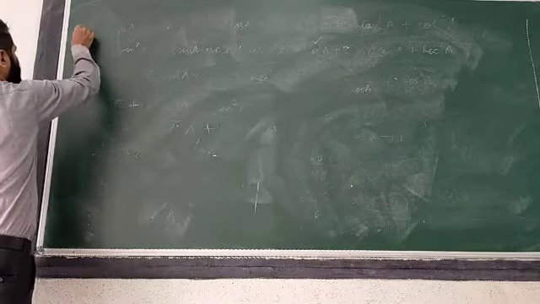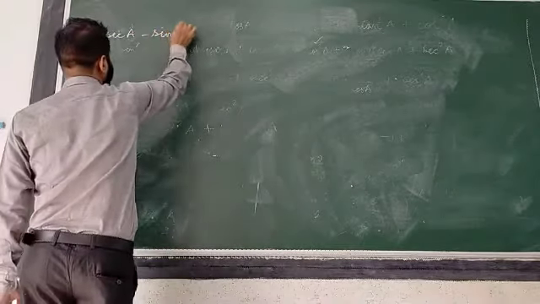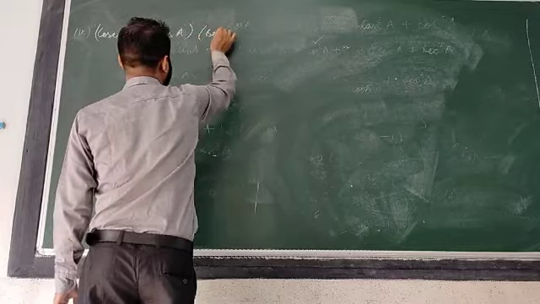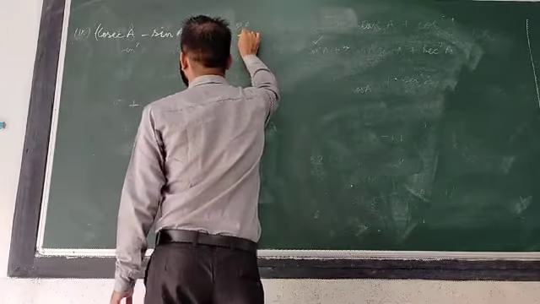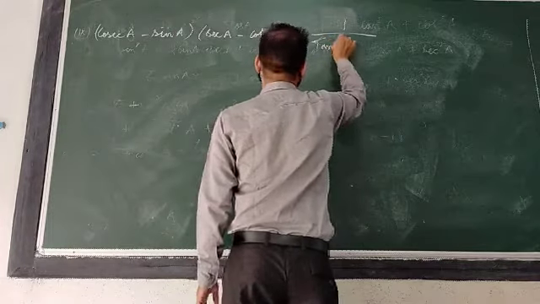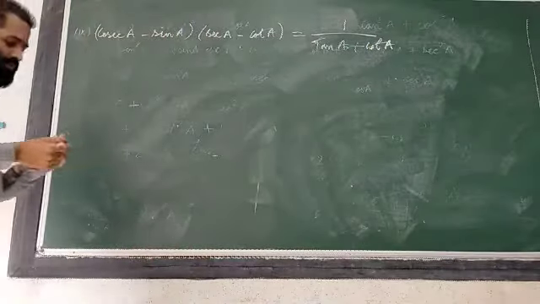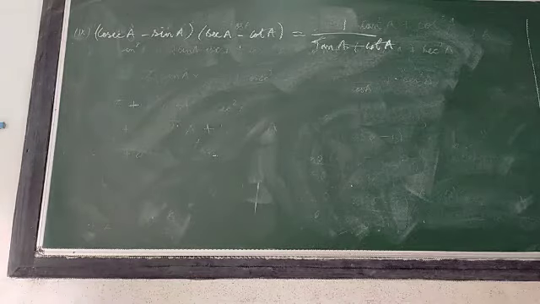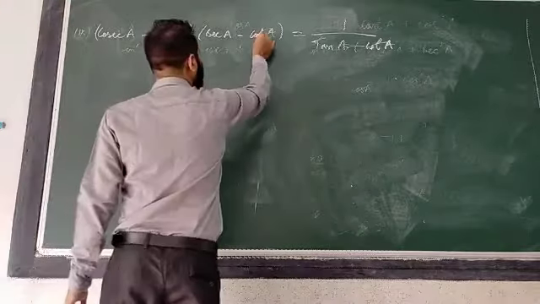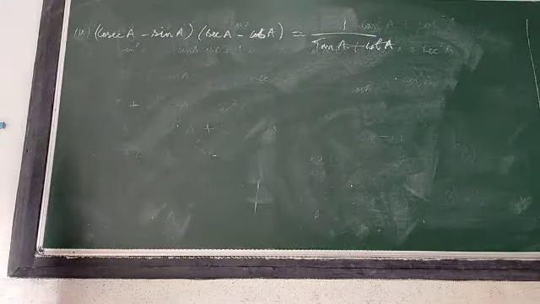Number 9. (cosec A minus sin A) into (sec A minus cos A) equals 1 by (tan A plus cot A). So sec A minus cos A, this is cos only. This is actually changing the power.